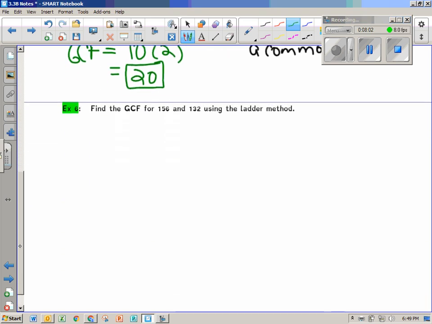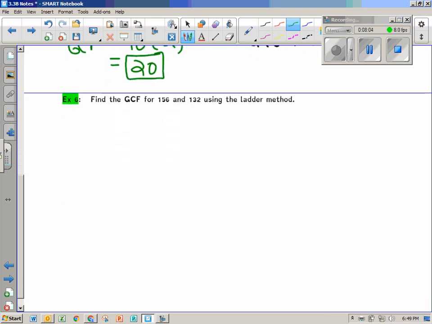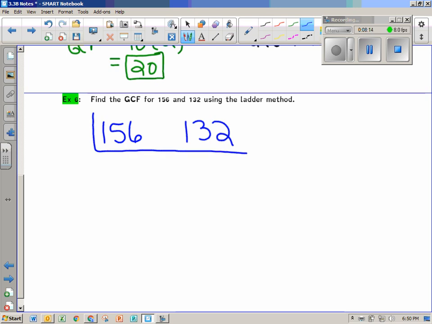Let's see how you did on number 6. So these numbers are a little larger. Not sure what number you chose to start with. I would notice that they are both divisible by 4, because this number ends in 56, which is divisible by 4, and 32 is divisible by 4. But I'm going to guess that most people started with a 2.